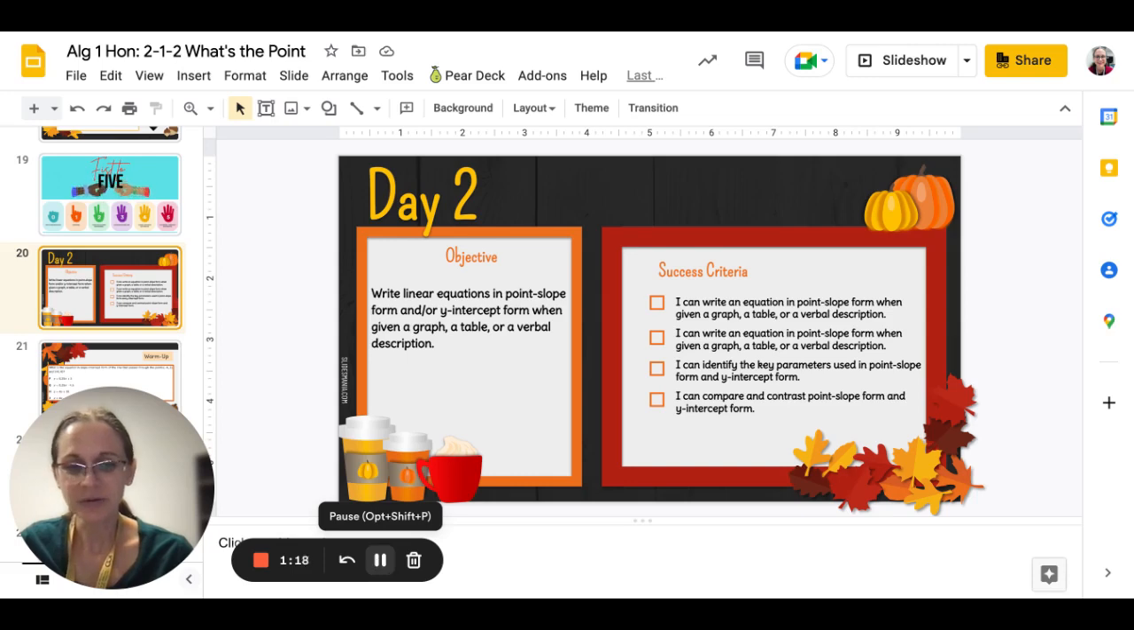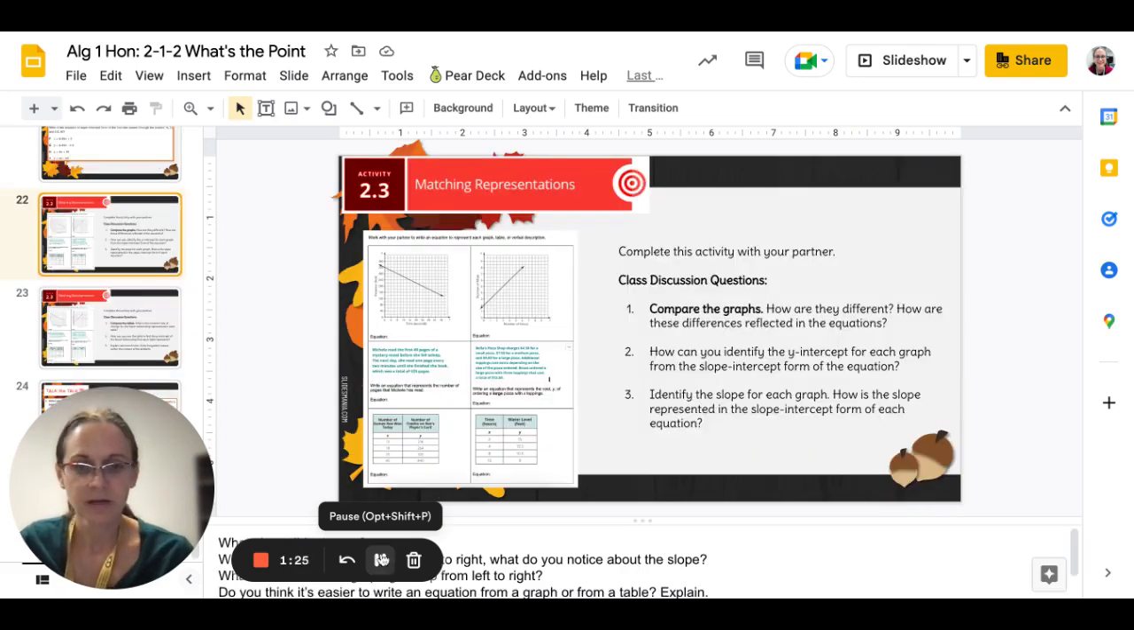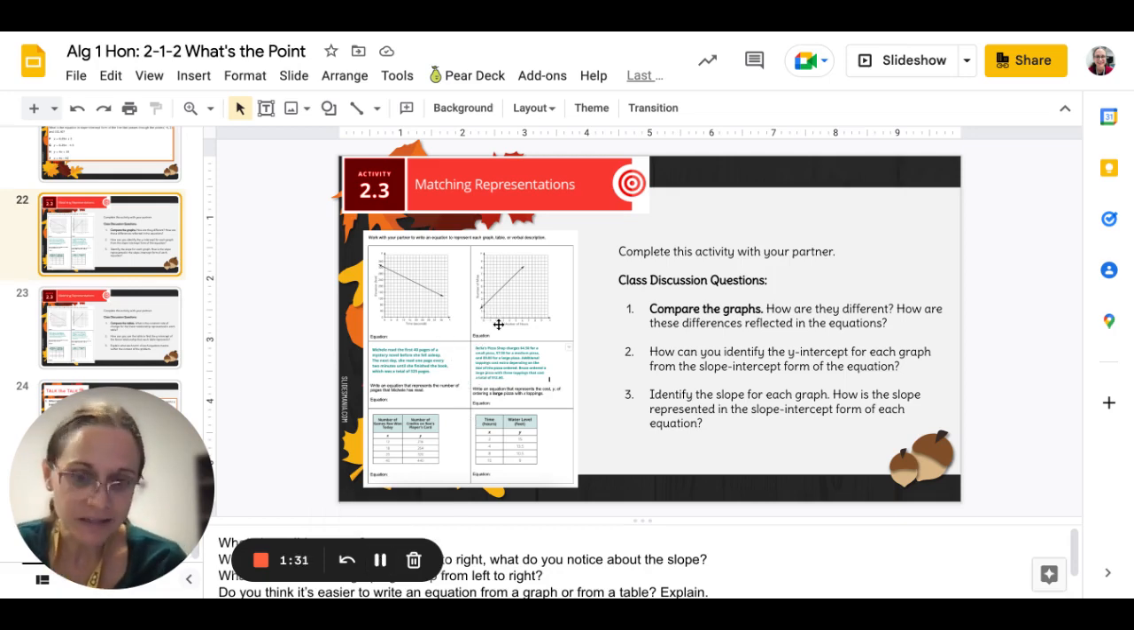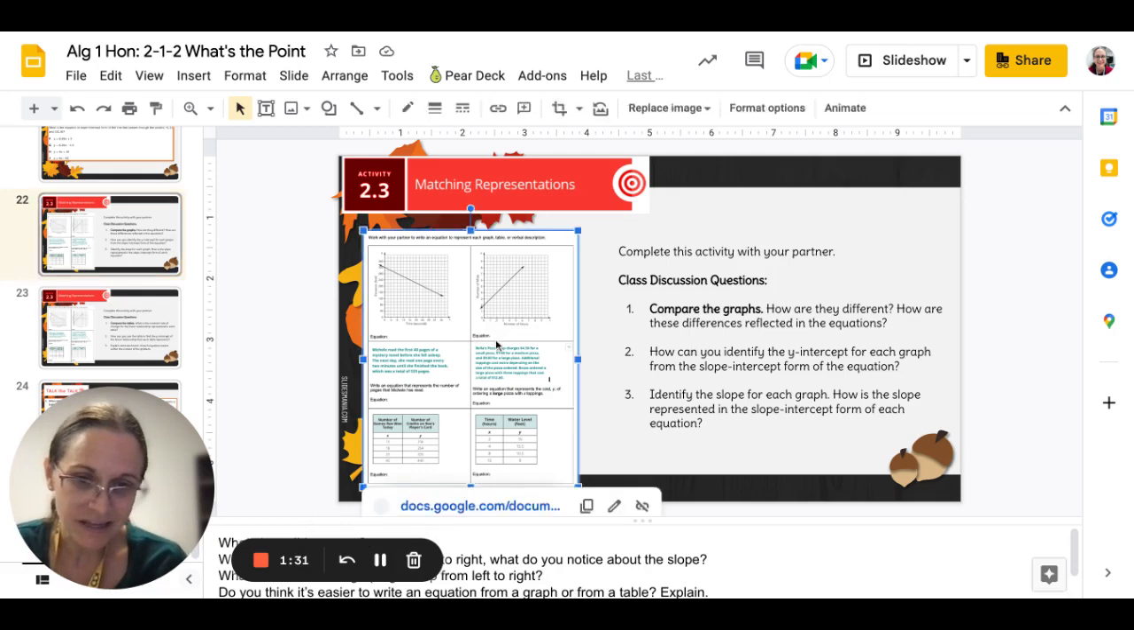And day 2 begins anew on the next slide with a new set of success criteria, and we're continuing on the same objective. Slide 22 has students working with a partner to match these representations. Now, if you click on this, you'll see that I have created a Google Doc. You can print this out.